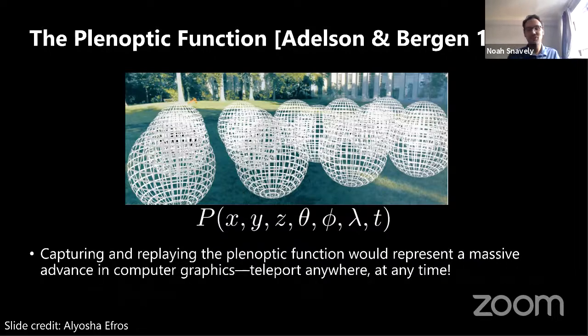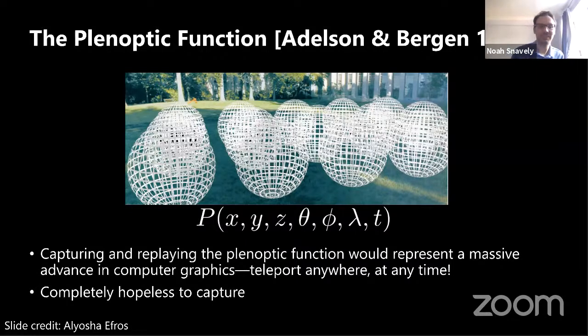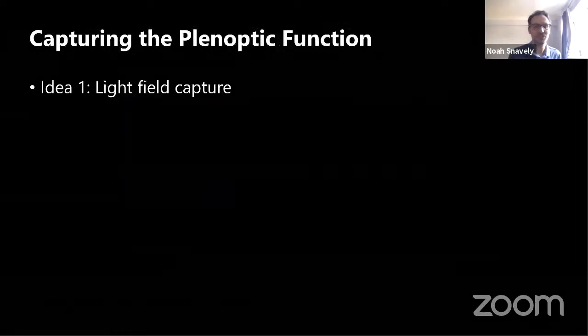And if you could capture it, it would be a seminal moment in computer graphics, because that would mean you could teleport anywhere at any time. It's sort of Street View or the Aspen Movie Map, but the culmination of what that would mean. But of course, it's completely hopeless to capture. There's no way you could ever hope to capture even a tiny portion of this function, but you could try.